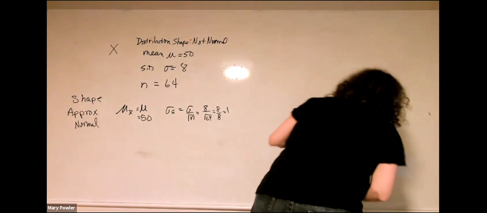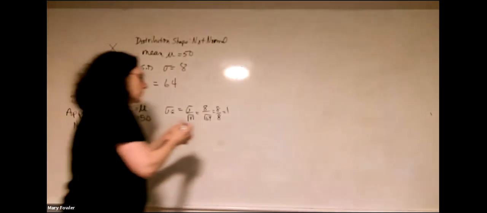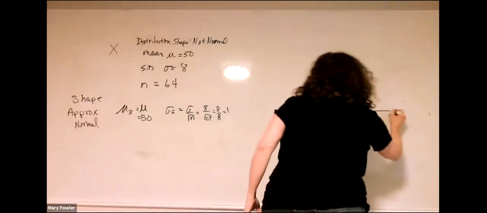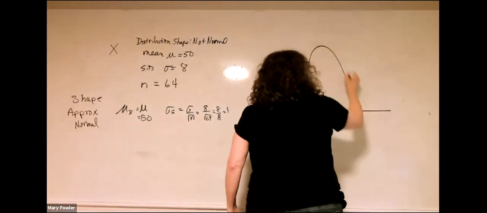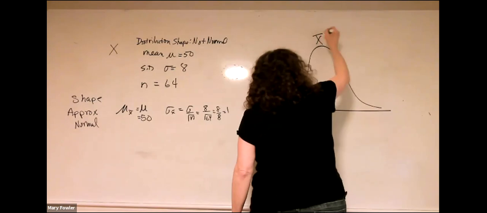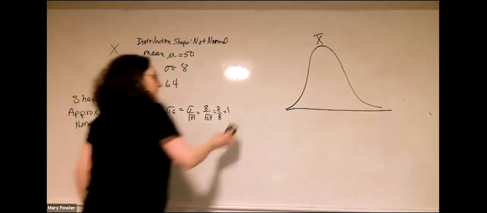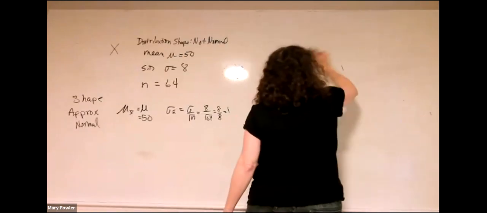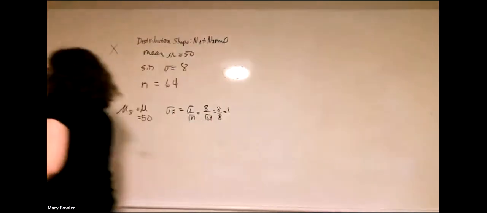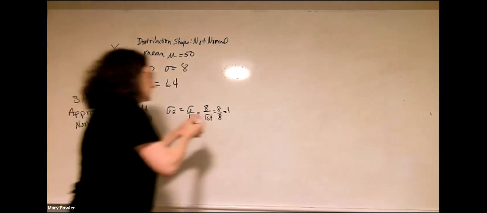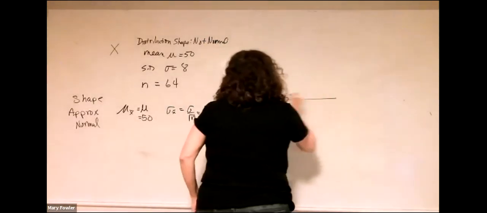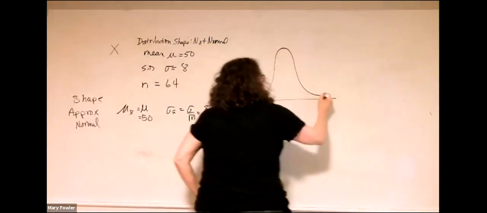And since I have that the shape is approximately normal, I'm going to go ahead and jump in and draw my nice normal bell curve. And this is an X bar. Leave some room for the second bell, right? So we're going to use a two-bell method. We figured that out in the previous problem. So let's go ahead and draw two bells.